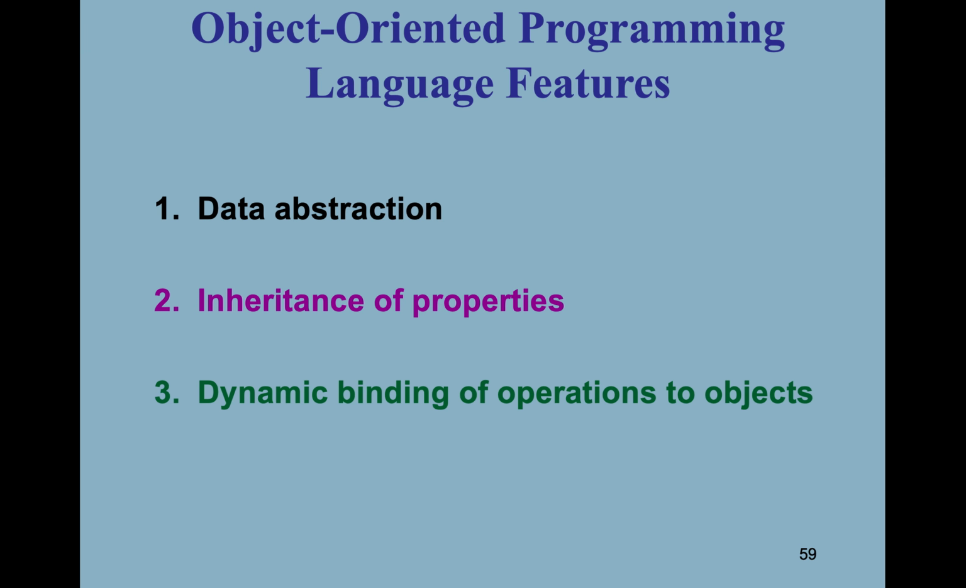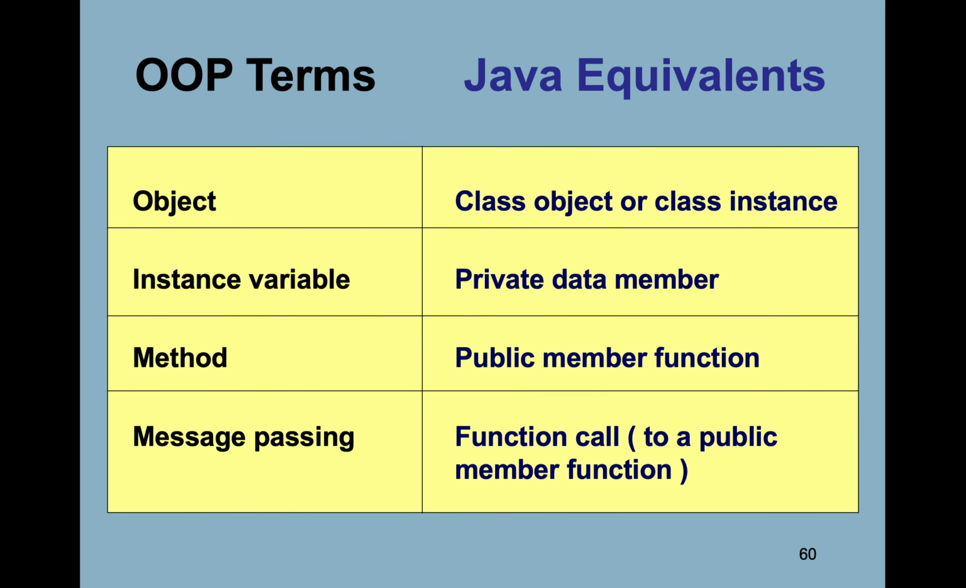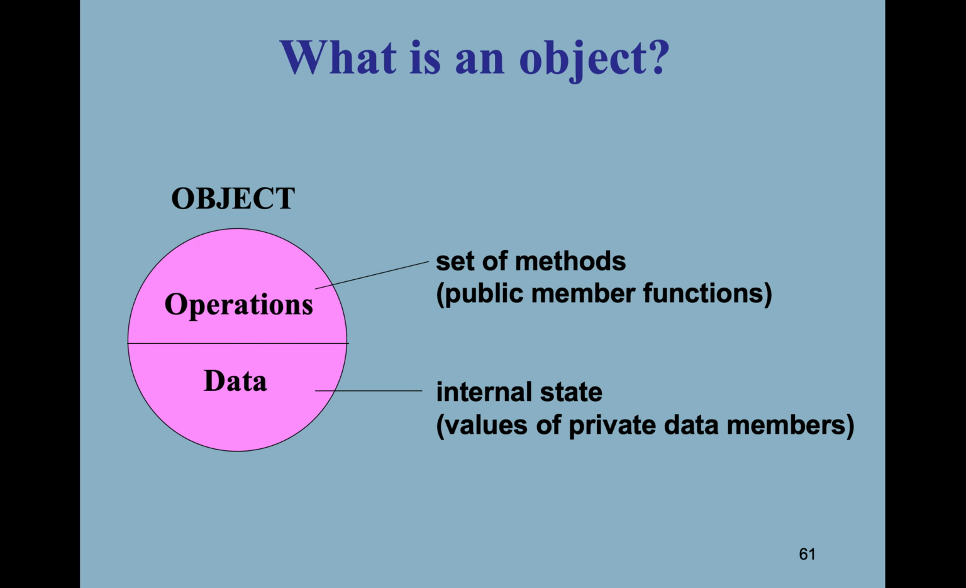All right, so object-oriented programming, we have language features such as data abstraction, inheritance of properties, and dynamic binding of operations to objects. That's a lot of jargon of stuff we've already covered, so I'm going to give you the vocabulary here. When it comes to definitions, the object-oriented programming term is on the left, the Java equivalent is on the right. So an object is a class object or class instance, and I'm just giving you the vocabulary. The instance variable is the private data member, the method is the public member function, the message passing is a function call to a public member function.